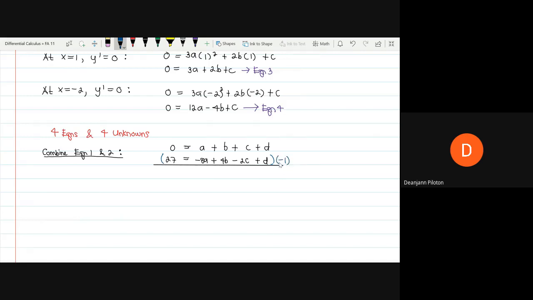So if I multiply by negative 1 both sides of equation 2, the terms have opposite signs. So we have first 0 minus 27, we have negative 27. This is a minus negative 8a, so 9a. b minus 4b, we have negative 3b. c minus negative 2c, we have positive 3c. And then d minus d is equal to 0, so you can omit writing the 0. So we have our equation 5.